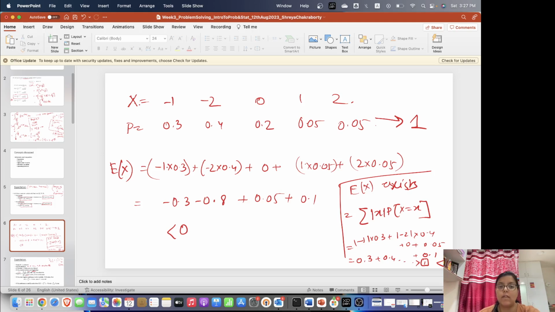But if the random variable itself is never negative, then the expectation can never be negative. Yes, ma'am. Okay. Thank you for the question.